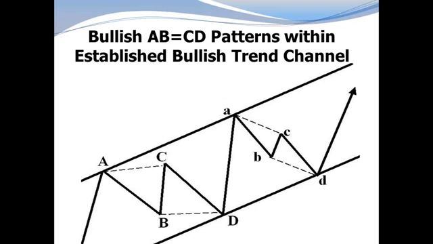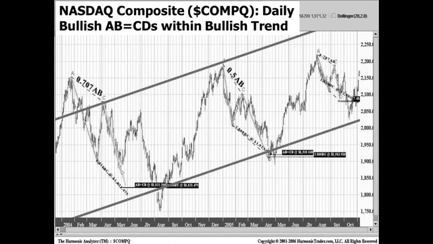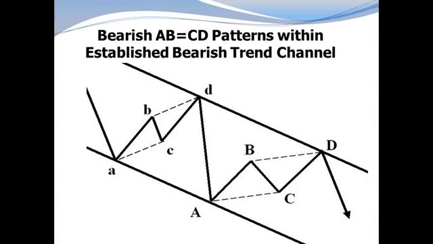In this illustration of bullish ABCD patterns within an established bullish trend, typically we see multiple ABCDs that will form to mark important continuation points. On this daily chart of the NASDAQ Composite, interestingly enough, the daily chart exhibited 3 consecutive ABCD patterns, each at the trend channel support that defined the critical continuation for this bullish move.